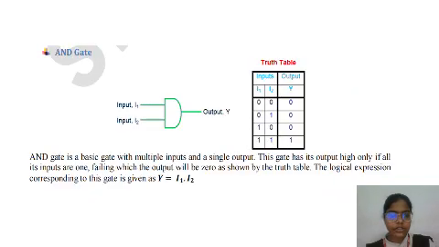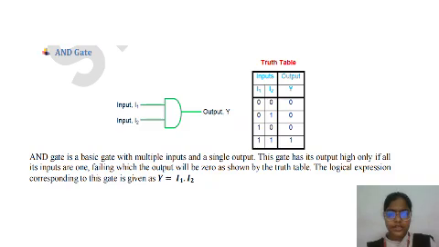And AND gate. Here we have two inputs I1 and I2. The output is Y. Here we can see the truth table with two inputs I1 and I2 and the output Y. For example, we give inputs as 0 and 0, we get the output as 0. Inputs 0 and 1, we get output as 0. Inputs 1 and 0, we get the output as 0. And inputs 1 and 1, we have the output as 1.